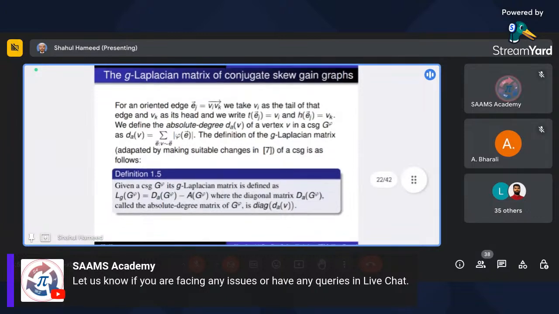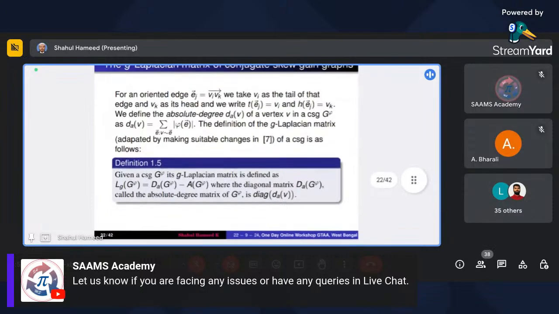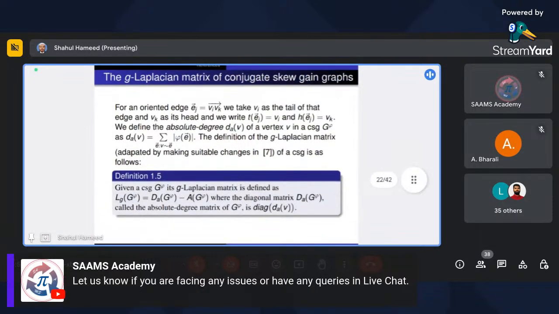So that is a suitable G-Laplacian matrix, as I mentioned. It is there in the paper, and we have adopted that same terminology here also. If you want, you can call it Laplacian also, because we have introduced two types of Laplacian matrices, and the second one is the G-Laplacian matrix for skew gain graphs, and this is for conjugate skew gain graphs, a particular case of skew gain graph.